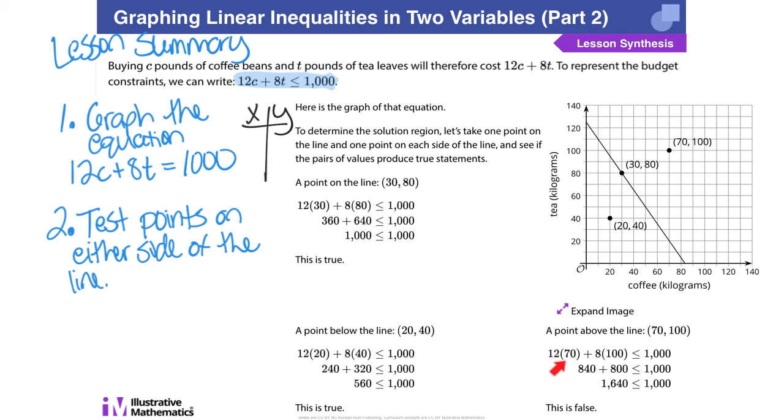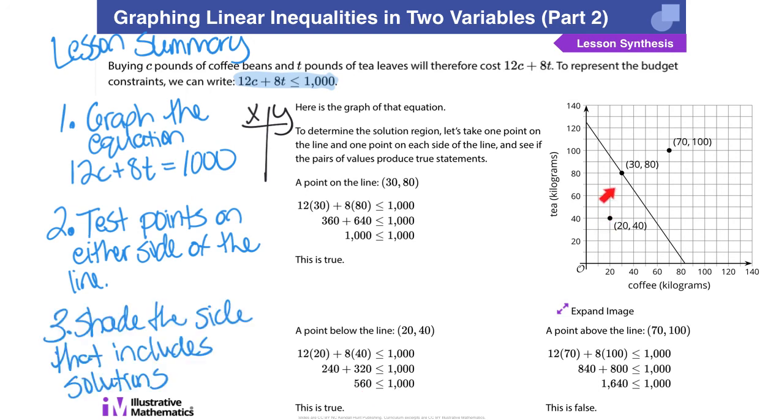So for example, here, if we plug in 70 for x and 100 for y, does it make it true? That's what they did down here in your book. 70 for x, 100 for y, does it make it true? In this case, no, it did not. Test a point on the other side, 20 for x and 40 for y. Pick points that are easy to use. Here they plugged in 20 for x, 40 for y, and yes, it did make the inequality true.